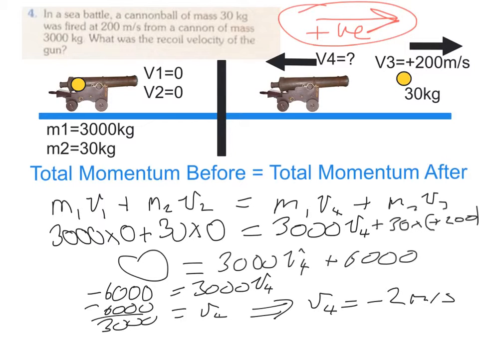And that minus is telling us that it points against the direction of the cannonball. So it's backwards compared to the cannonball, which we were expecting. So the cannon recoils at 2 meters per second when the ball goes forward at 200. That's that.